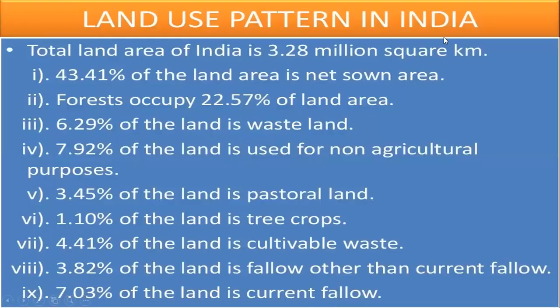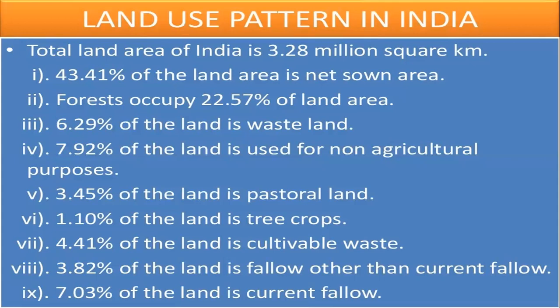So 1.10% of the land is for tree crops. 4.41% of the land is cultivable waste. And 3.82% of the land is fallow other than current fallow. Fallow other than current fallow means these are left uncultivated for the last 1 to 5 agricultural years.